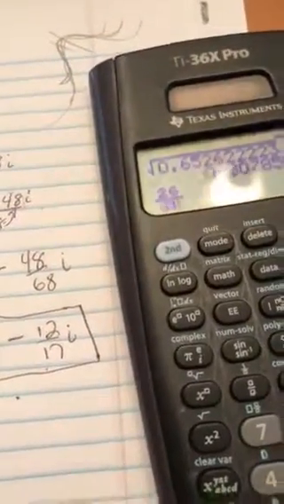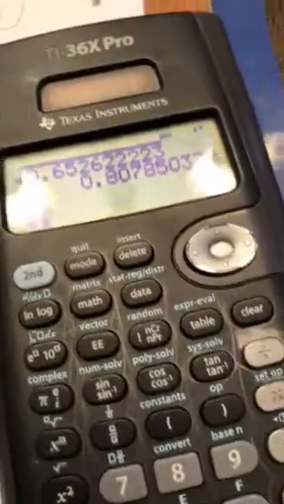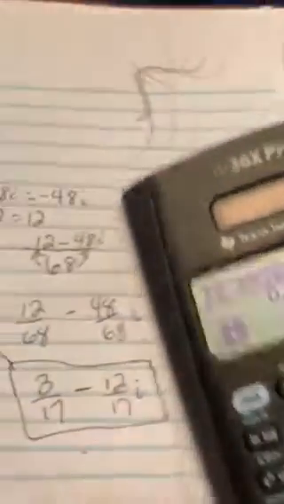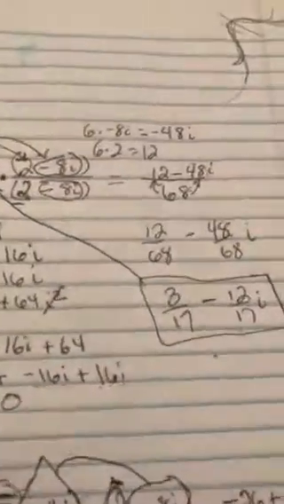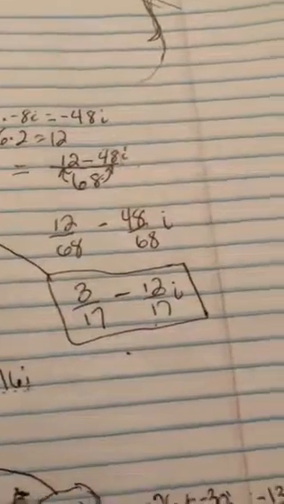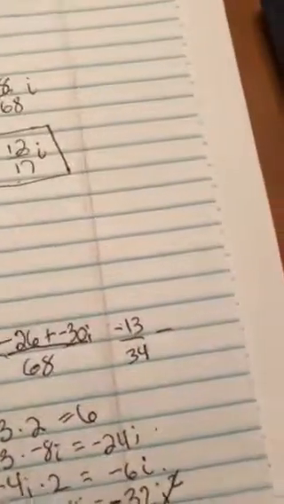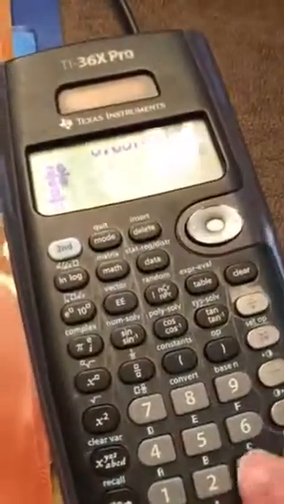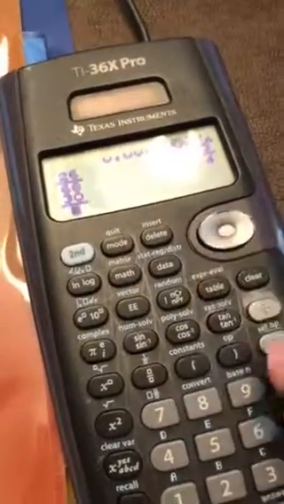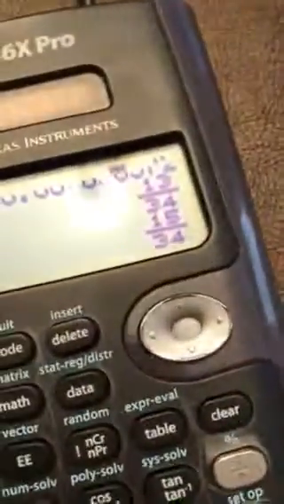26 over 68. That simplifies to 13 over 34. Is that right? Yes, 13 over 34. That's my first. Negative 13 over 34, minus. And then I'm going to do it again. This time I'm going to put 30 over 68. And that's going to give me 15 over 34.